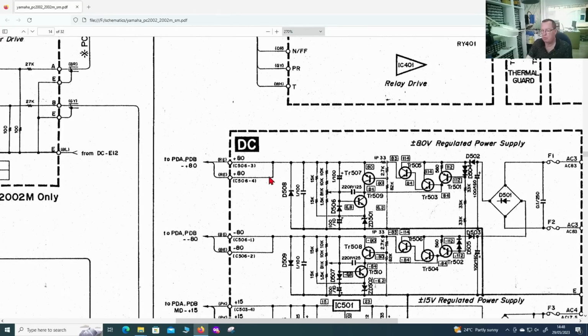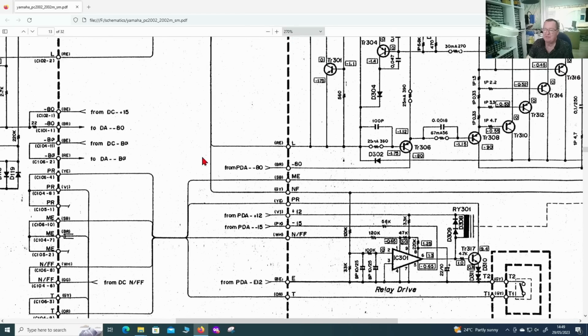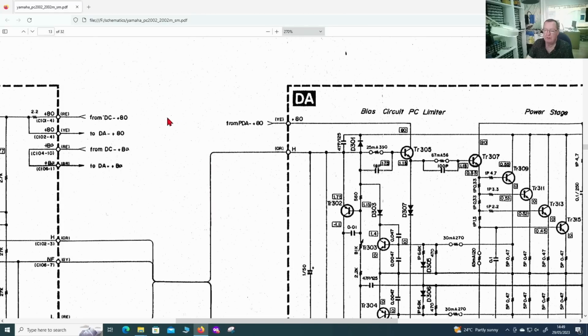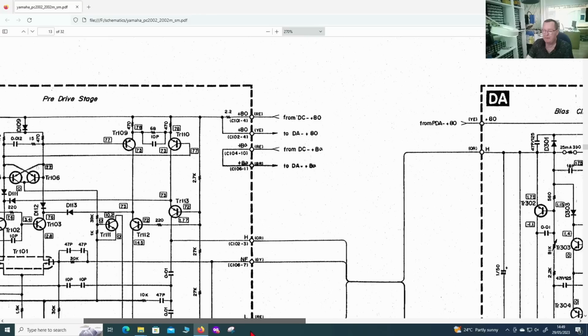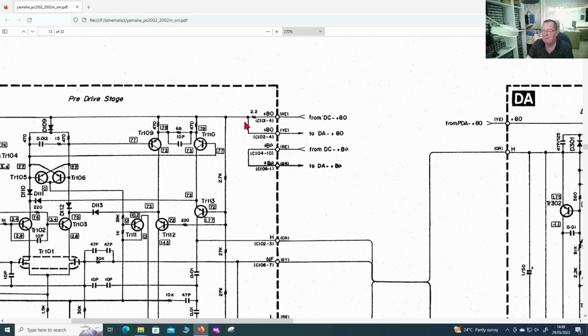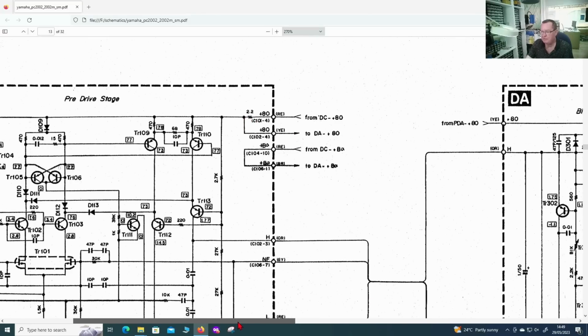Now to the fault. Can we trace where this is likely to be before I take the rest of the amplifier apart? This is where we have the problem, the red wire going to one of the channels, plus 80. That, if you look, comes in here, red. It goes via a 2.2 ohm resistor and it comes back out on yellow. That's one of 2 places it goes.